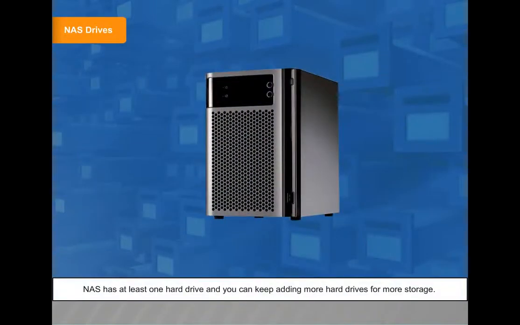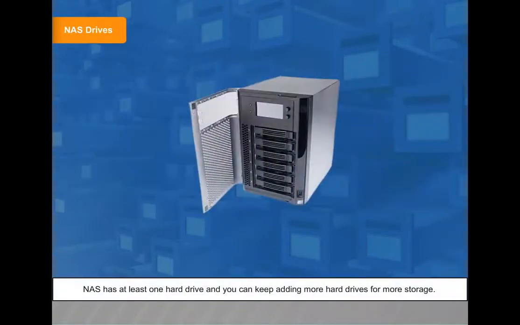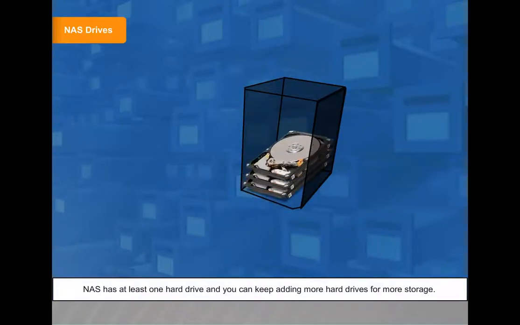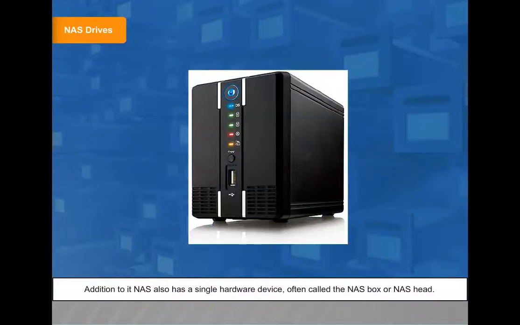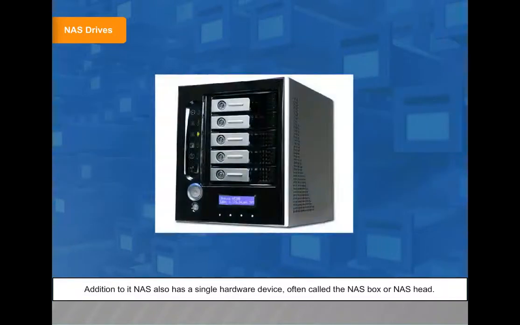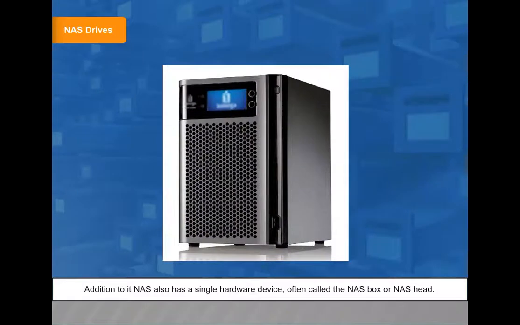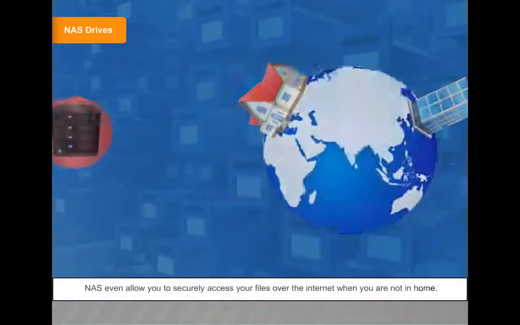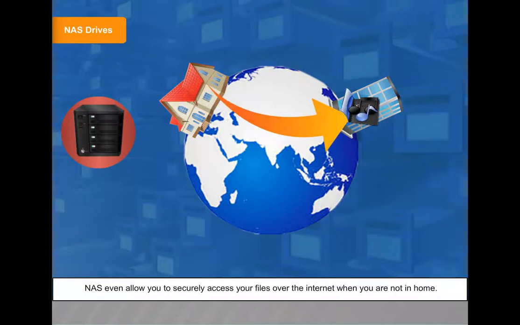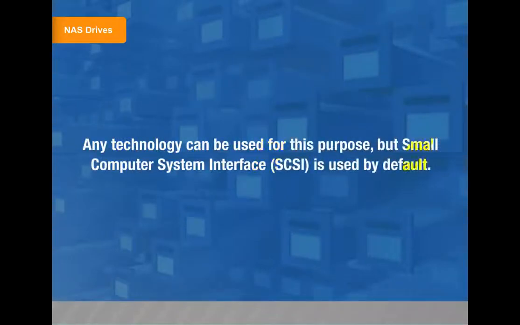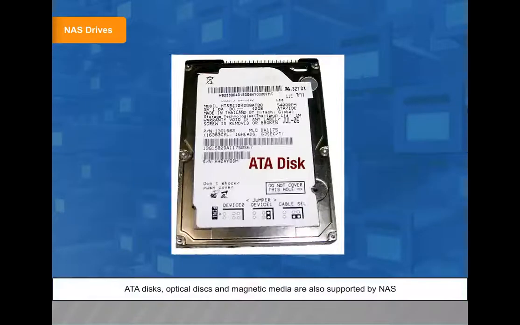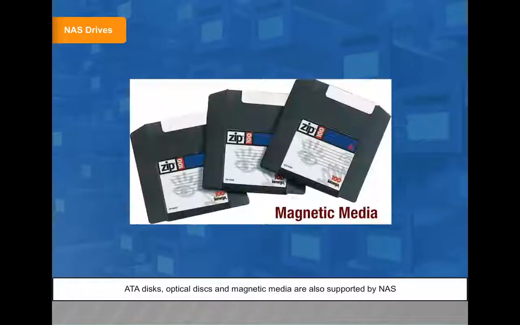NAS drives. NAS has at least one hard drive, and you can keep adding more hard drives for more storage. In addition, NAS also has a single hardware device, often called the NAS box or NAS head. NAS even allows you to securely access your files over the internet when you are not at home. Any technology can be used for this purpose, but Small Computer System Interface (SCSI) is used by default. ATA disks, optical disks, and magnetic media are also supported by NAS.